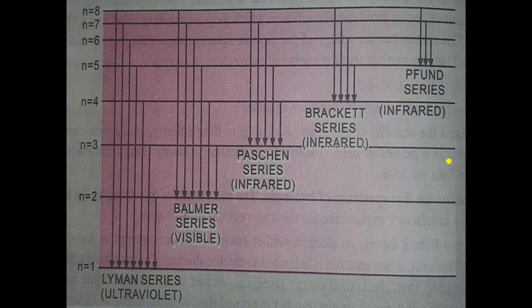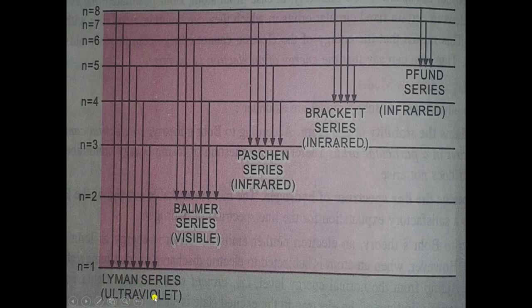So this is a diagram which is showing lines in the atomic spectrum. Now it is possible that the excited state of the electron is n is equal to 2. If the excited state of the electron is 2, then the electron will come back to the ground state. That means the electron will come back from n is equal to 2 to n is equal to 1. And n is equal to 1 is the Lyman series and it lies in the ultraviolet region.